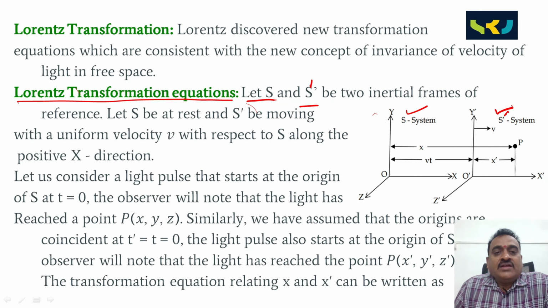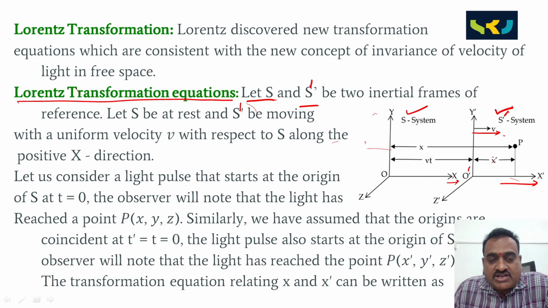Let S be at rest. You can see this is the observer or origin O, and this is the S dash system, observer O dash. The inertial frame S is at rest, but the inertial frame S dash is moving with a uniform velocity v with respect to S along the positive x axis. It is moving along the positive x direction.